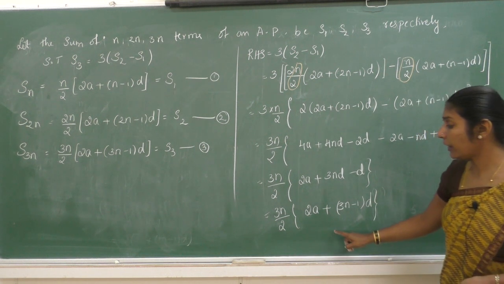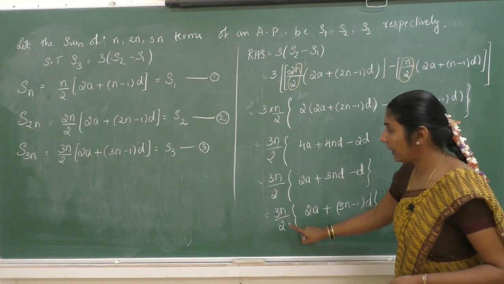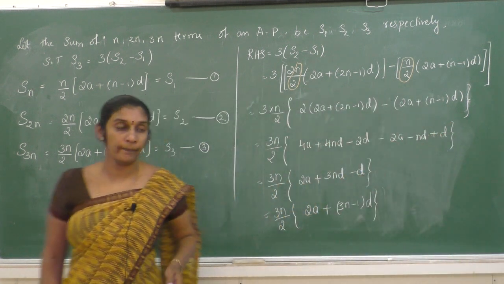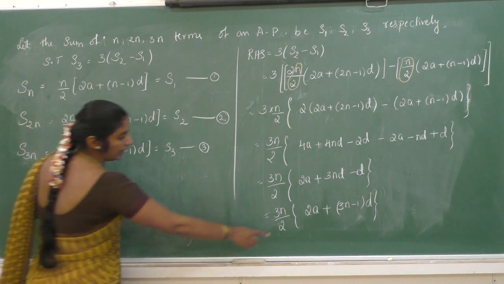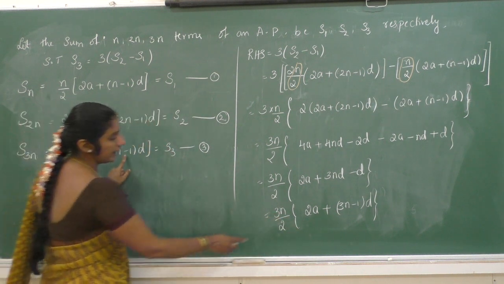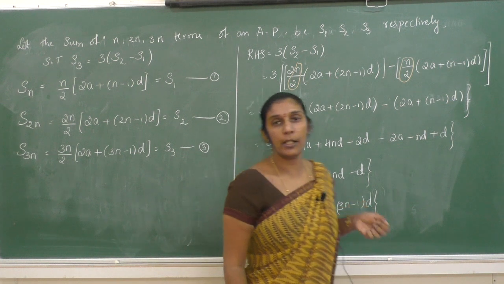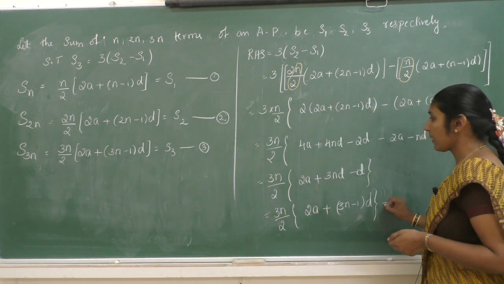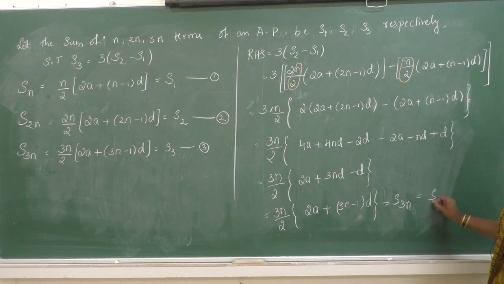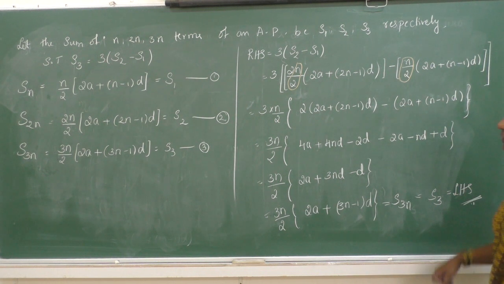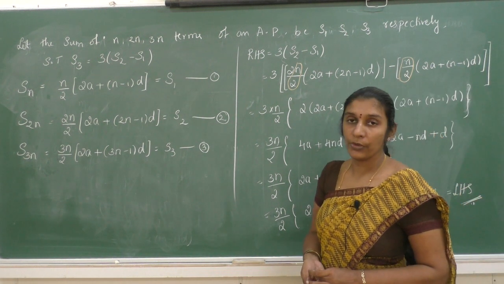So, what does it represent? Look here, 3n divided by 2 into 2a plus 3n minus 1 into d. It represents the sum of 3n terms. Sum of 3n terms is represented as S3. S3 is nothing but the left hand side of the given expression, hence the solution.